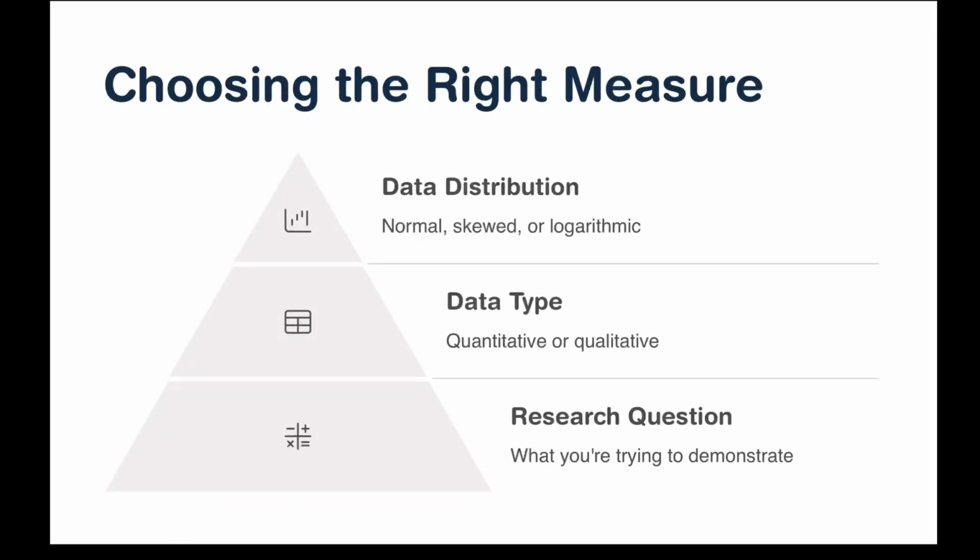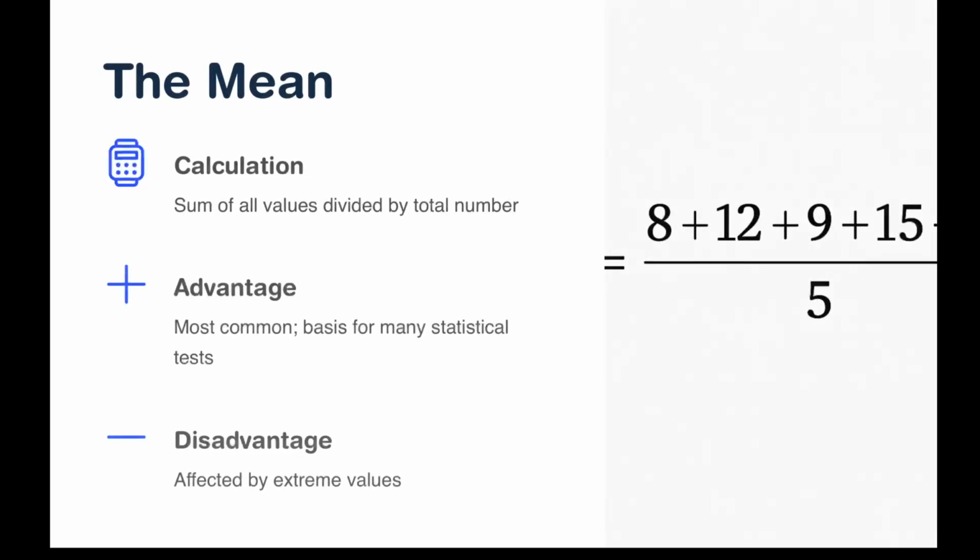And we need to choose properly when we are trying to analyze any data. This will help us to see whether the data is normal, skewed, or logarithmic. Based on this, we need to classify data as qualitative or quantitative. And it depends on the research question, what we are trying to demonstrate.